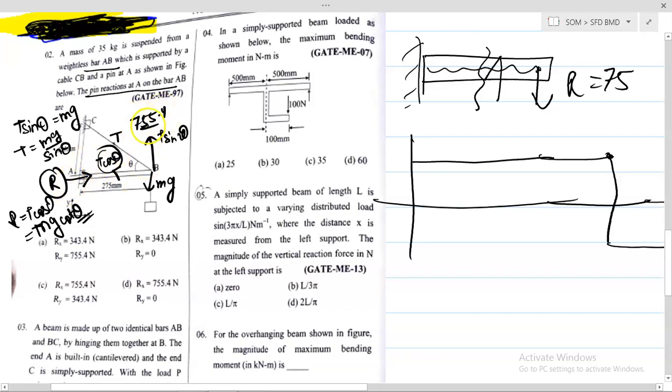755.4 kilonewton, because if you put cot theta, cot theta will be 275 divided by the value at this point. At this point it is 125, so put that 275 divided by 125, and cot theta is 755.4. Okay, the m and g are given.